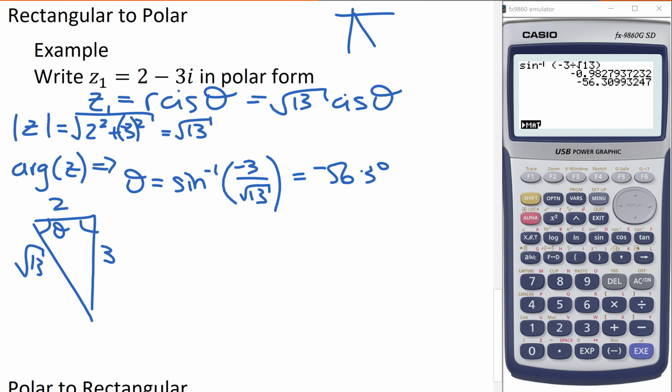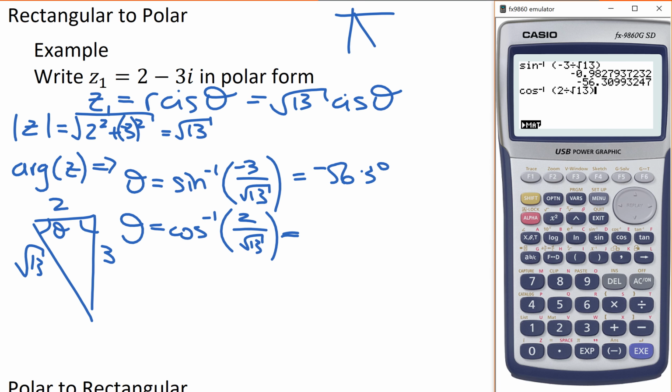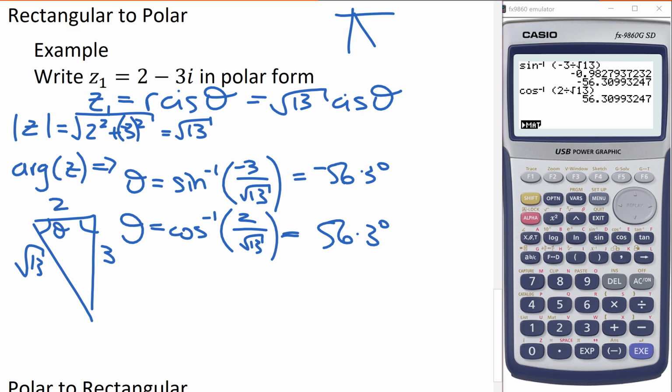People happy so far? But I need to do cosine. Why do I need to do cosine? If I do cosine, shift cosine of 2 divided by root 13 gives me 56. So why have I got different answers there? Negative 56 and positive 56.